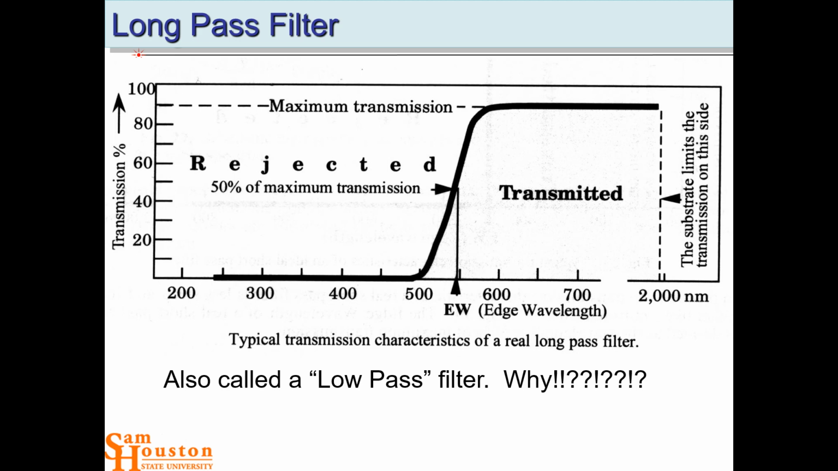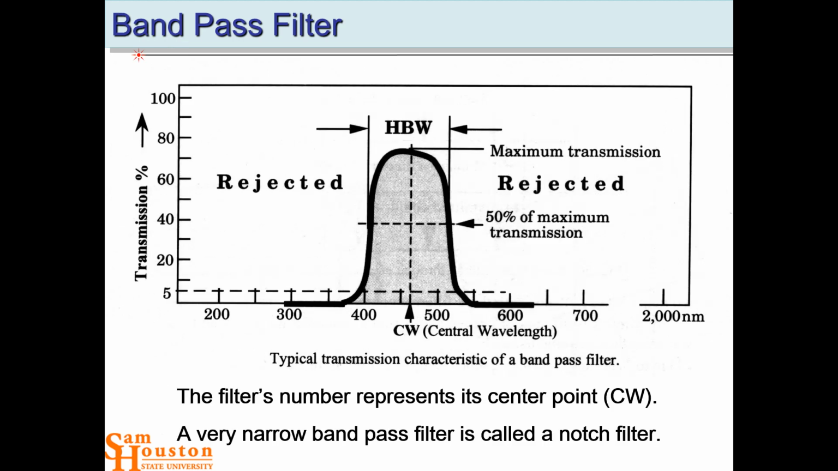Here's the edge wavelength and it's low pass. Here's the edge wavelength and it's high pass. What actually comes through that filter? And then this is a bandpass filter. It's actually two filters put on top of each other. For a bandpass, you have two 50% transmission marks, and you reject things that are higher in frequency and things that are lower in frequency. Then you have a maximum transmission in the middle.